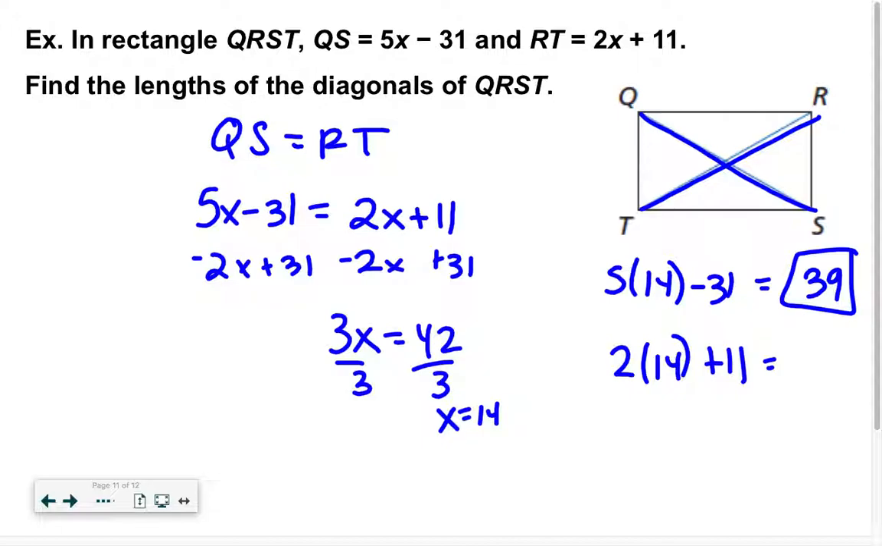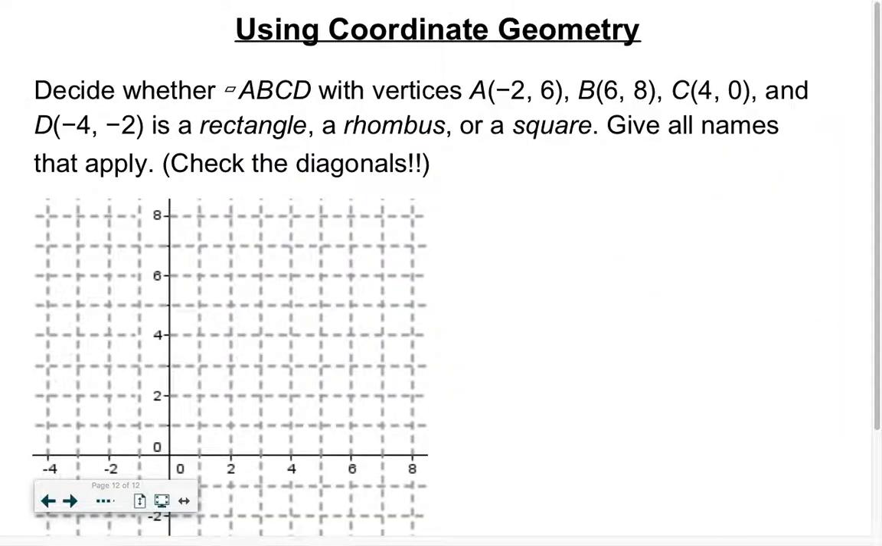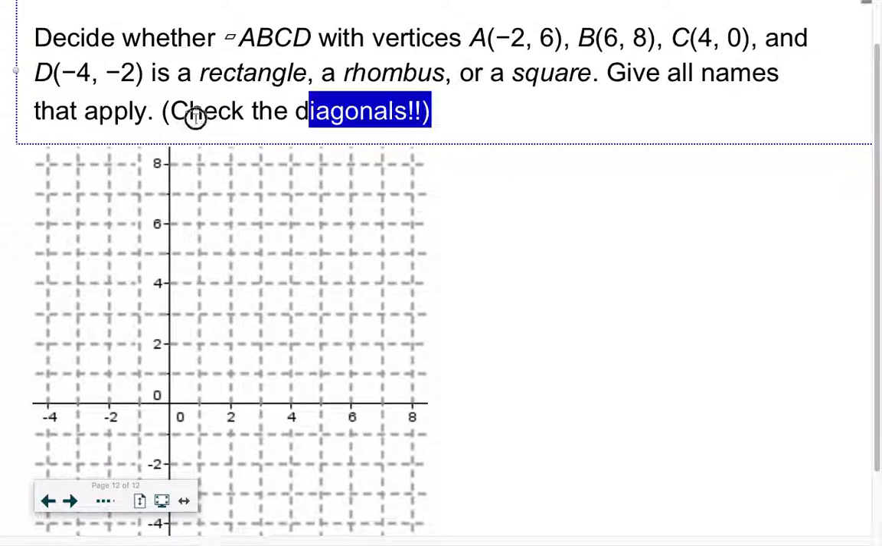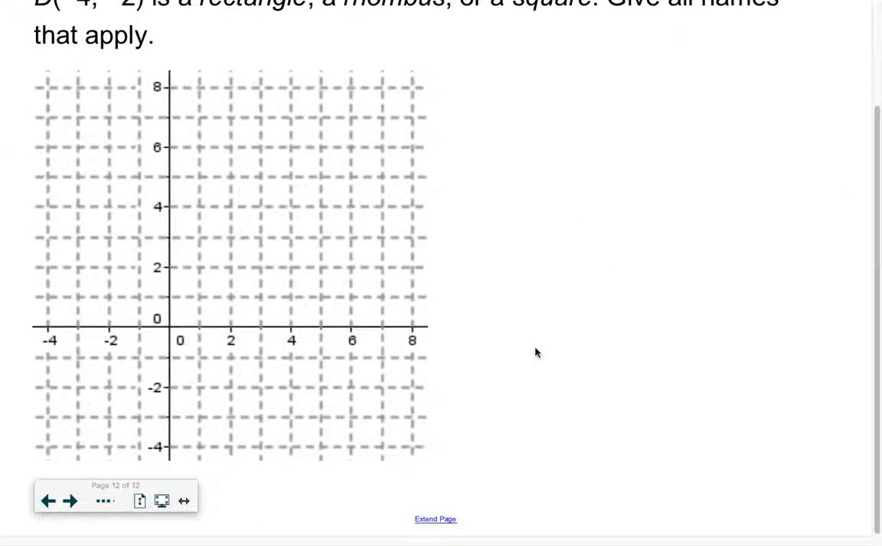Okay, last problem here. We're going to use coordinate geometry to prove what kind of shape we think this is. Now, I have in here check the diagonals because I think that's the easiest way, but in the past it's just totally confused people. So I think I might actually just cross that part out because even though I think it's the easiest, that seems to not be something that people's brains automatically think is the easiest. So let's go ahead and graph our figure here.